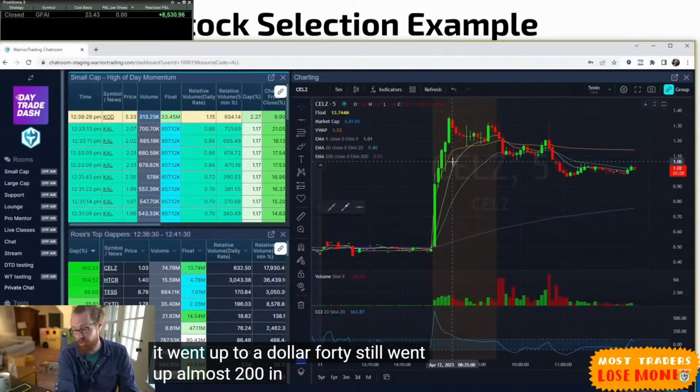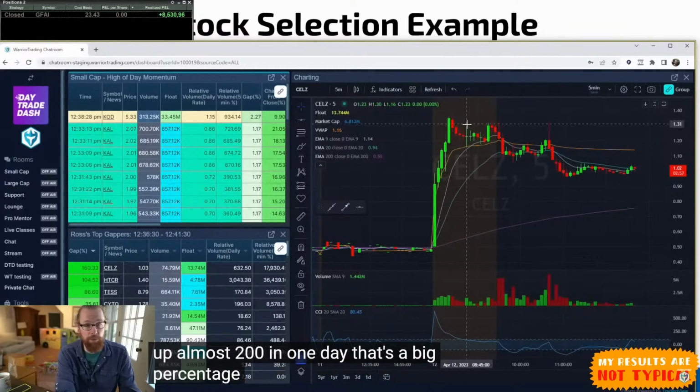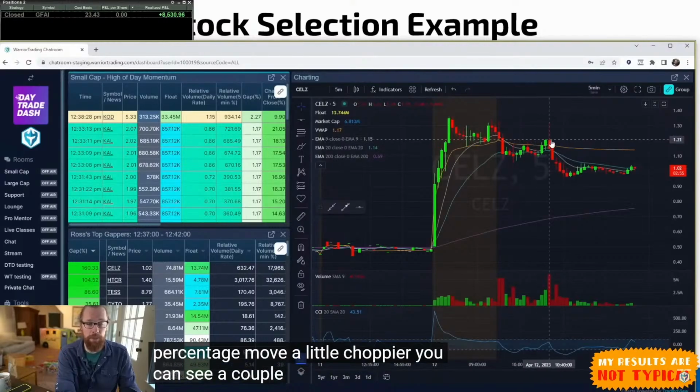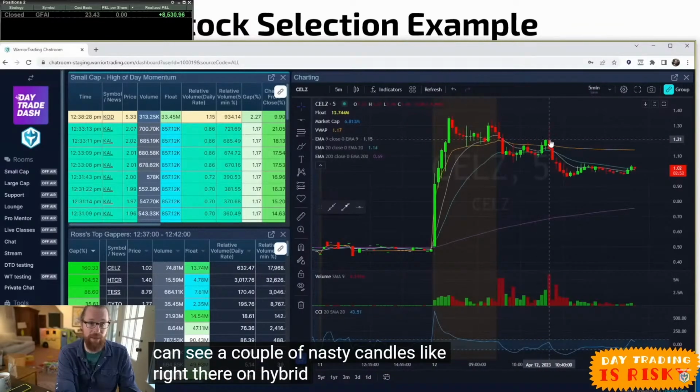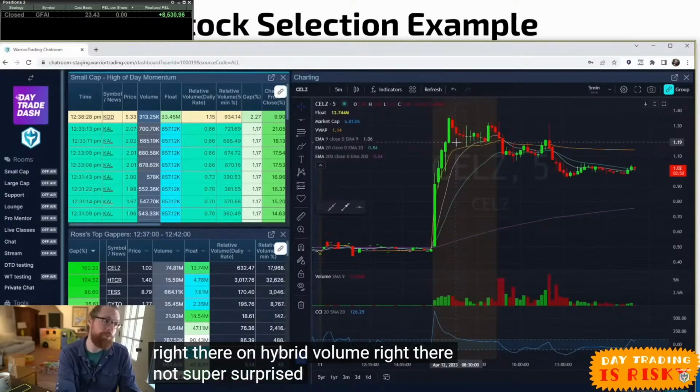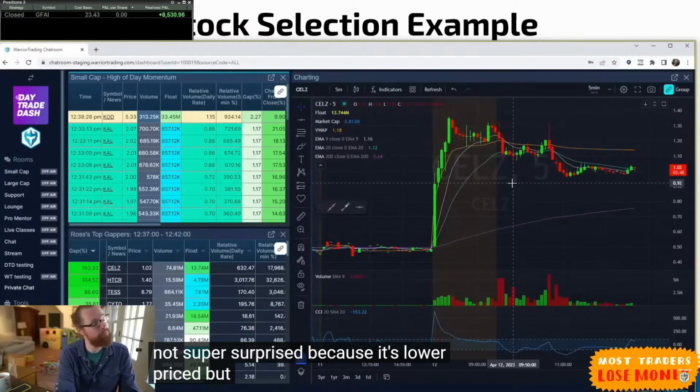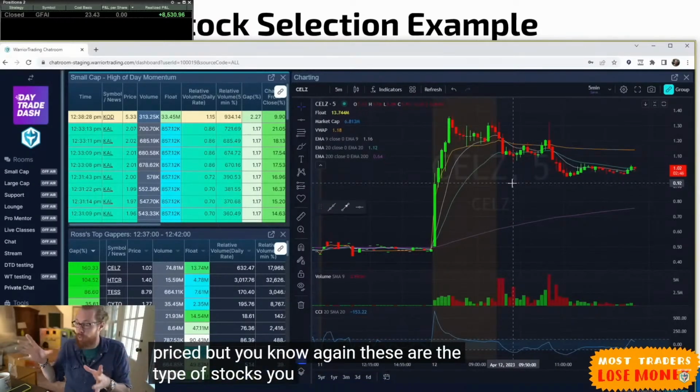Still went up almost 200% in one day. Yeah, percentage move. A little choppier. You can see a couple of nasty candles right there on high red volume. Not super surprised because it's lower priced. But again, these are the type of stocks you want to be looking at.